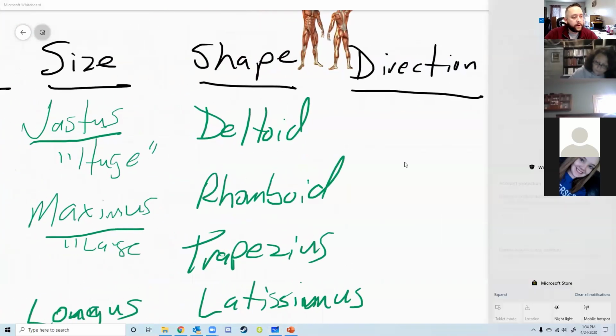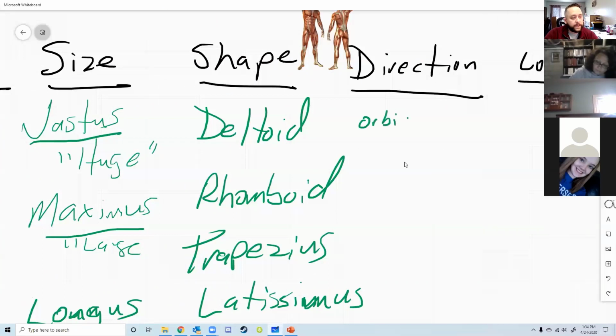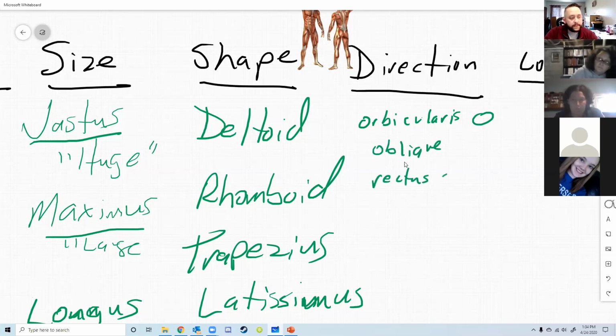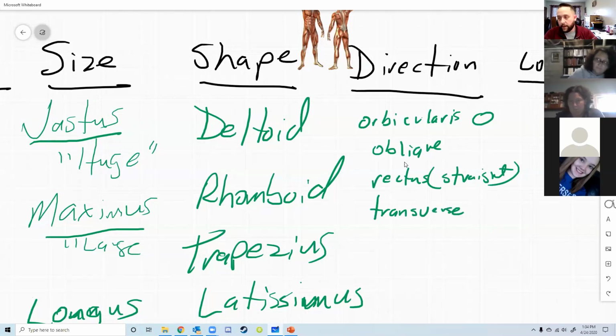A couple of those are orbicularis, meaning they're round like a circle. They orbit. Oblique, rectus, which means straight. Transverse. Who thinks they know where that runs? Across. Across, that's right. Just like the transverse plane goes across.